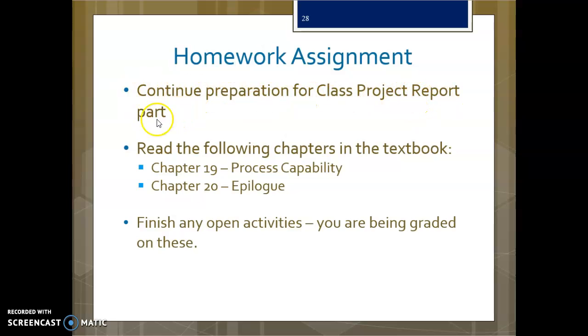Okay, so continue to work on your project, and then read chapters 19 and 20. This is at the end of the book, which does a nice summary, but we still have to cover a couple other chapters. I wanted again to emphasize that I wanted to make sure you could all do that with your 30-day trial. Please finish any open activities because you're being graded on these.